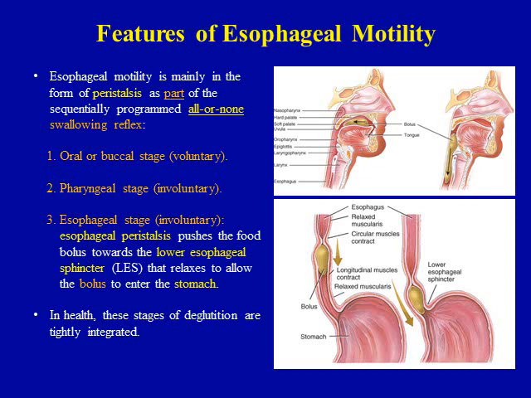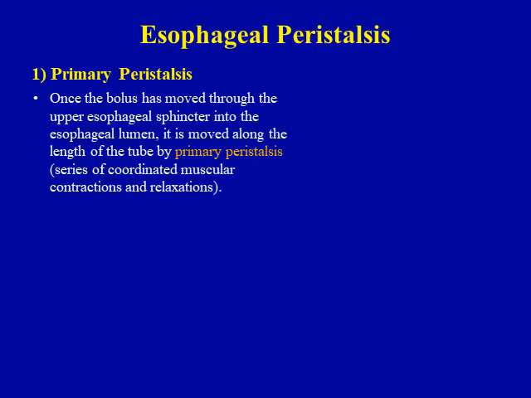In health, these stages of deglutition are tightly integrated and very well coordinated, so the swallowing reflex happens in a very smooth way. Now let's talk about the types of esophageal peristalsis. The first type is the primary peristalsis.